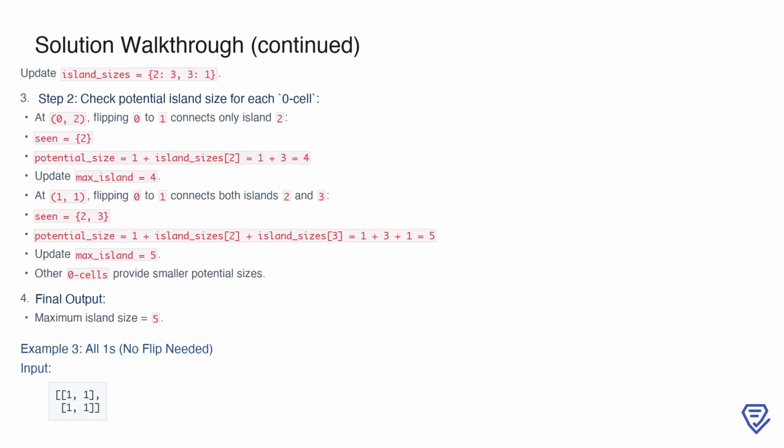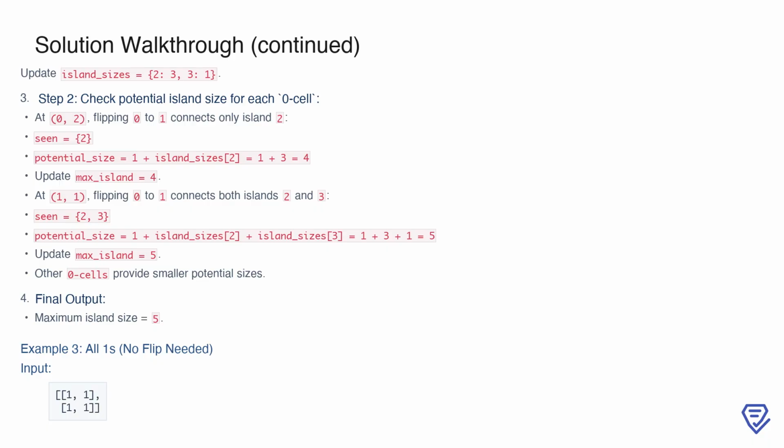Starting at 0, 2, flipping this 0 to 1 connects only island 2. The set of neighboring indices, seen, contains 2, and the potential size is calculated as 1 plus island_sizes[2], equals 4. This becomes our current maximum island size, max_island equals 4.